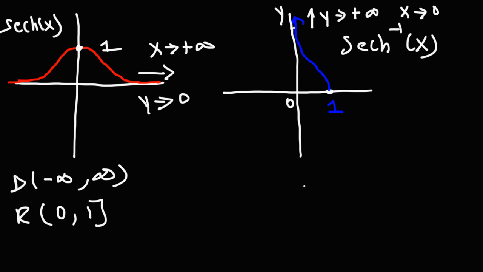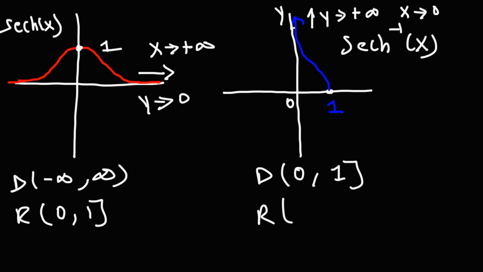Now what can we say about the domain and range? The range goes from 0 to 1, and when we switch it, the domain will be the same. It's going from 0 to 1. And we can see it here. The lowest x value is 0, the highest is 1, but it doesn't include 0, but it does include 1. So we should have a bracket at 1.